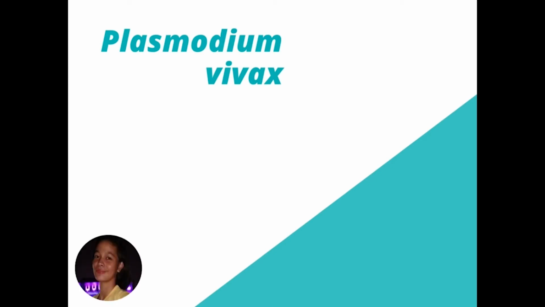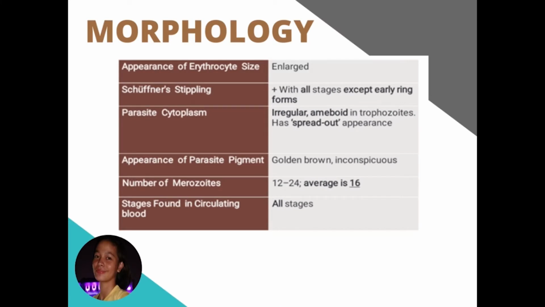Plasmodium ovale. Next, for its general morphology, the infected erythrocyte is enlarged, and the presence of Schüffner's stippling is a finding associated with malaria, important for species identification. It is also present in all stages except for early ring forms. Its cytoplasm is irregular and amoeboid, so the trophozoite has a spread out appearance.